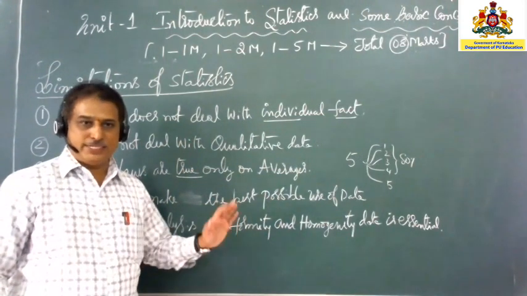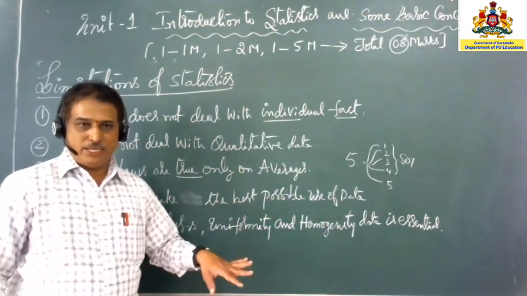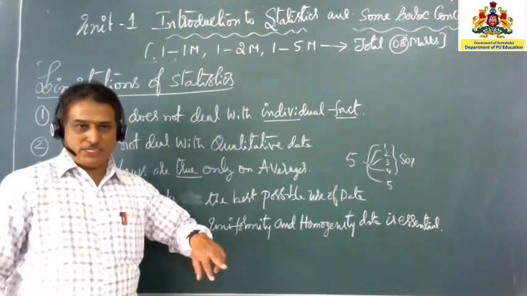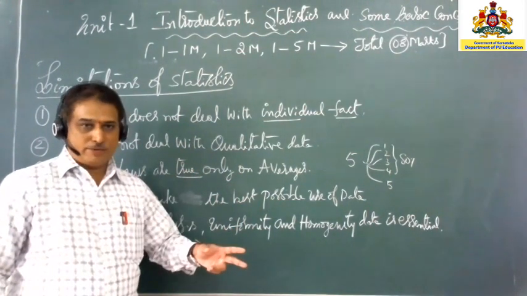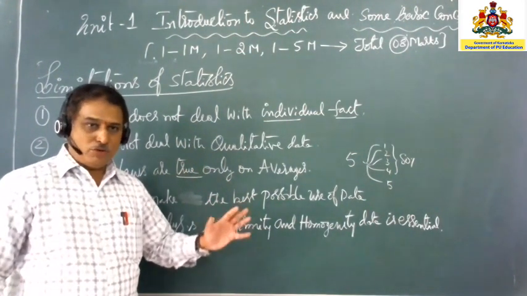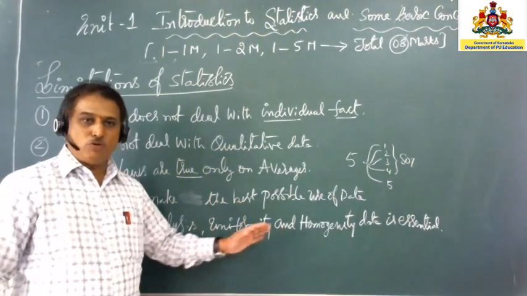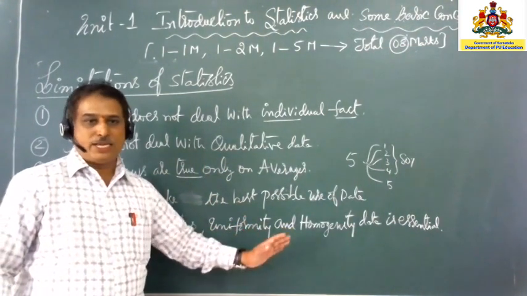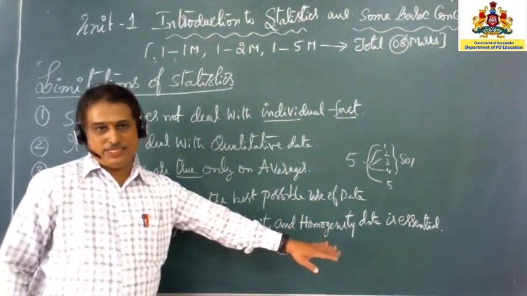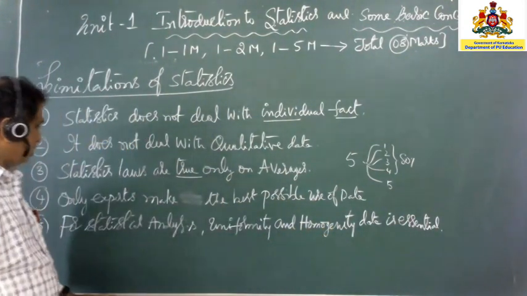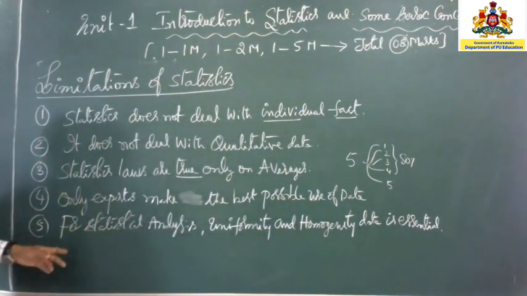For example, heights of men and heights of trees. These are heterogeneous data. You can't compare them. That's why it is better to collect homogeneous data, and comparison is possible easily. Okay, these are the 5 limitations of statistics.